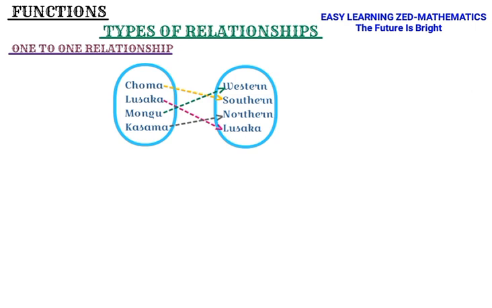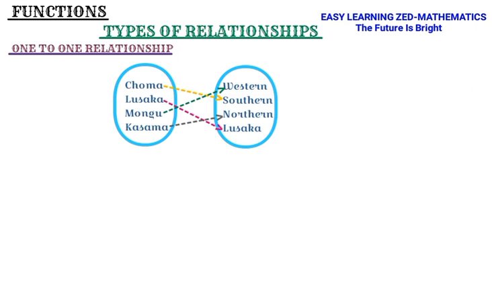So the relationship is the provincial headquarters of the province given. You can see the arrows at the end of these lines on the right side, indicating the direction of the relationship. We are asking, what relationship does Choma have with Southern Province? The relationship Choma has with Southern Province is that Choma is the headquarters of Southern Province. That's the relationship.